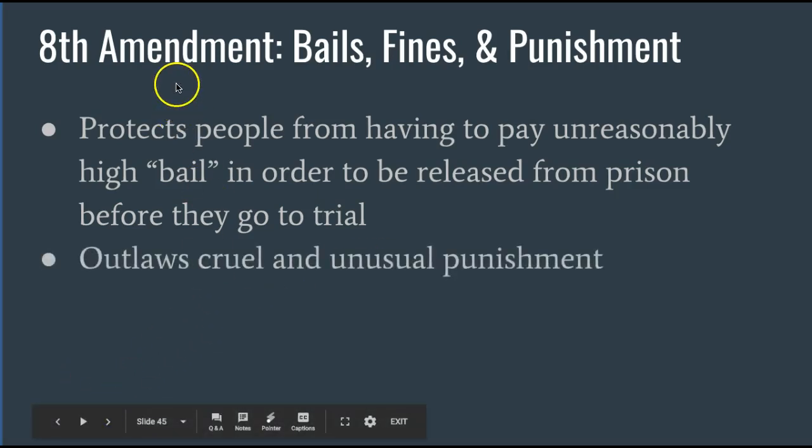Okay. The 8th Amendment also outlaws cruel and unusual punishment. So, cruel and unusual punishment might be considered a flogging or a beating. Let's say that you are accused or convicted of a crime, then they cannot beat you with a bat or something awful like that. They can't do those types of punishments against you.